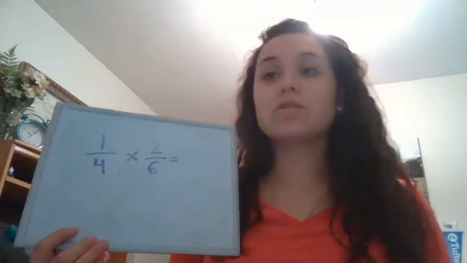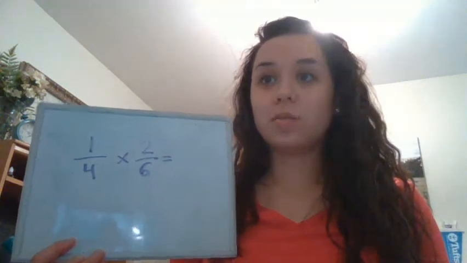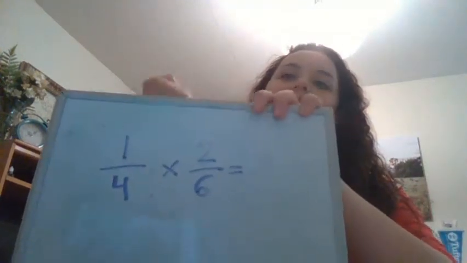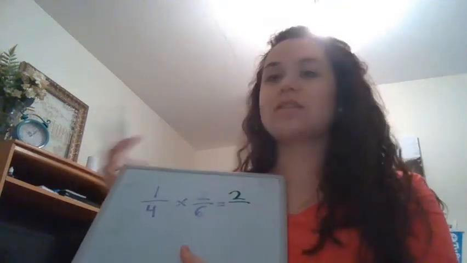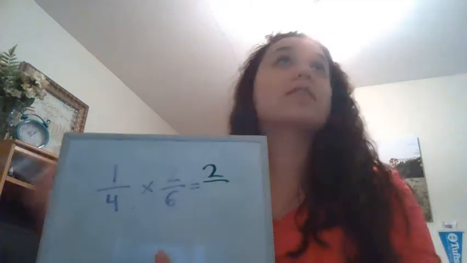So, as usual, we start with our numerator, which is the top. 1 times 2. Oh, so easy. Write 2 on the top, and my fraction bar. There it is. And now I'll do 4 times 6. 6 times 4, I remember it rhymes. 6 times 4 is 24. So I'll write 24.